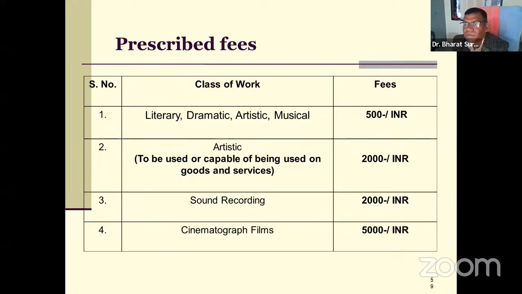The government fee for filing copyright for a literary, dramatic, artistic or musical work is 500 per work. If you are doing artistic work, filing is 2000 per work. Sound recordings 2000 per work. Cinematography films 5000 per work. So each kind of work can get protection in the Government of India.